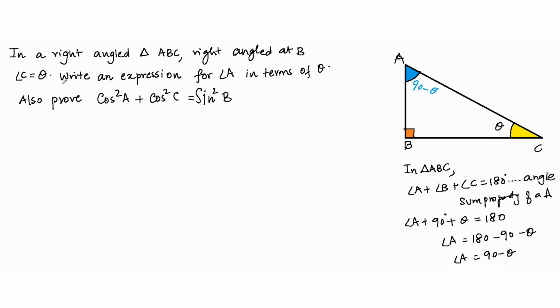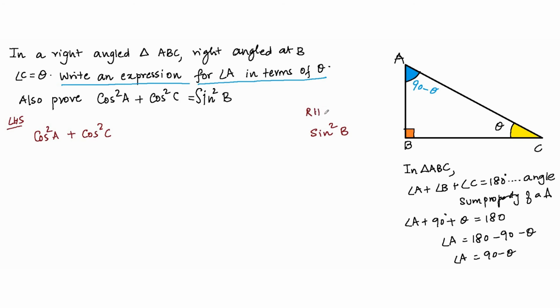So the first part is done. We have found an expression for angle A in terms of theta. It is 90 minus theta. Let's move on to the second part. Cos square A plus cos square C is equal to sine square B. Sorry, that's the RHS. So let us evaluate the RHS separately.